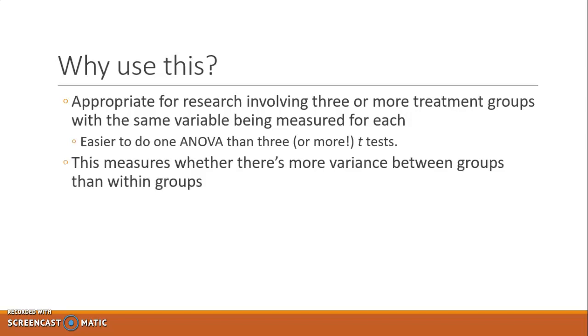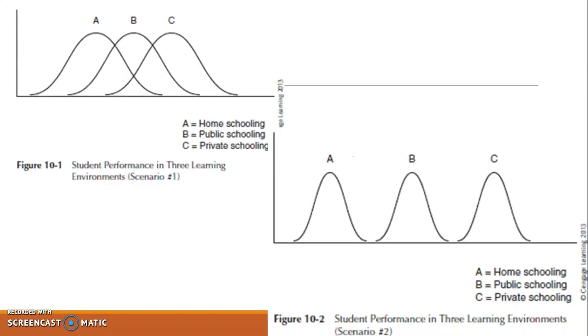So what do these tests look at? The big comparison here is whether there's more variance between the three or more groups than there is within each group. This is an analysis of variance, so we're looking at the variance, how much the scores vary around the mean. And we're looking at whether or not there's more variance between than within. A way to think about it is on the next slide.